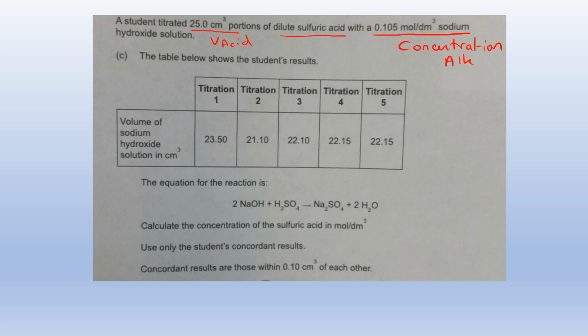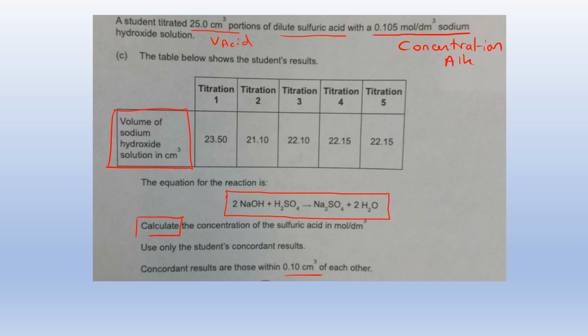The table below shows the student's results. So we have got the volume of the sodium hydroxide added, and we've got our titre table here. And then down at the bottom, this is really important, it says concordant results are those with 0.1 centimetre cubed of difference between each other. Okay, we're going to need that in a minute. The equation for the reaction is shown here. That's going to be really useful to us in just a moment.